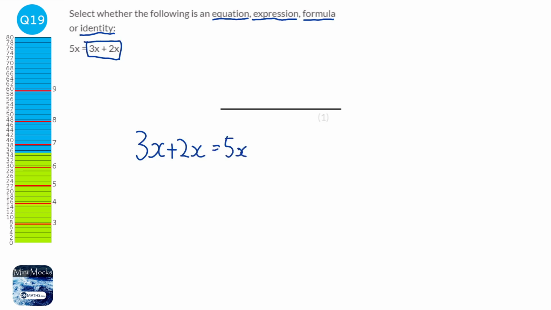Now normally with an identity, it's shown with 3 lines. In the exam, this type of question won't be shown with 3 lines because that kind of gives it away that it's an identity. But this question is definitely an identity, and you can't solve it because it's true for all values of x. So yes, x could be 10, x could be a million, x could be a third, x could be anything.